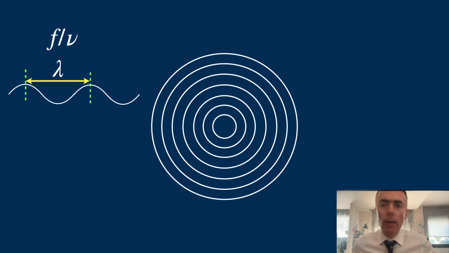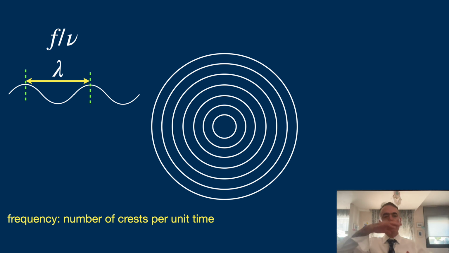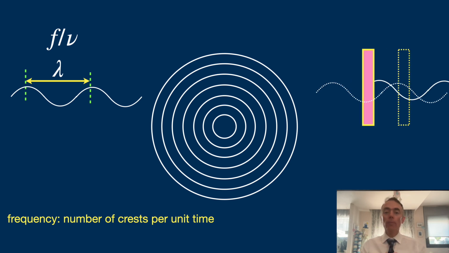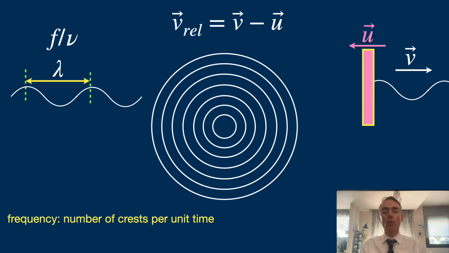The frequency can be thought of as the number of crests that we observe per unit time. But if you, as the observer, move towards or away from the source of the wave, you are moving towards or away from those crests. There is a relative velocity between you and the moving crests. This will affect the frequency that you observe.